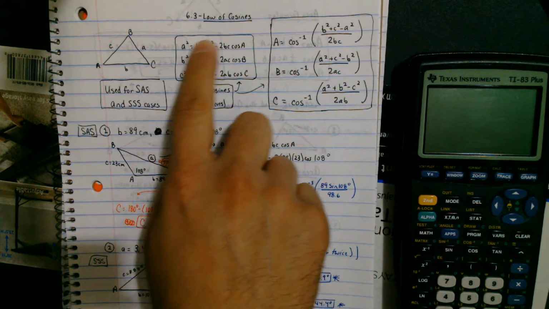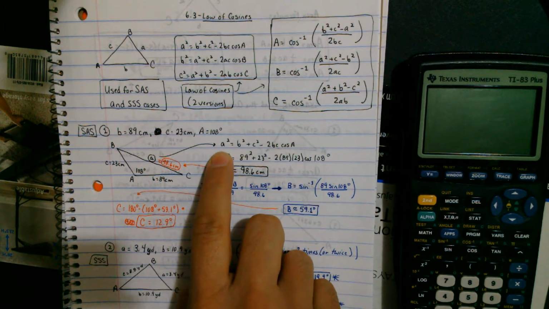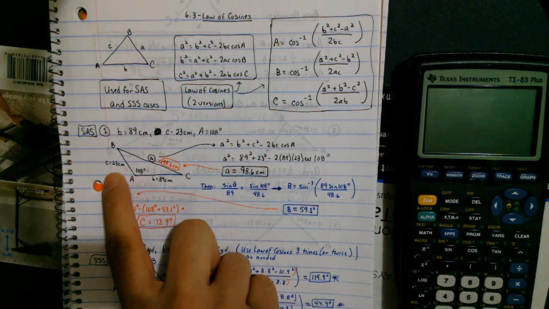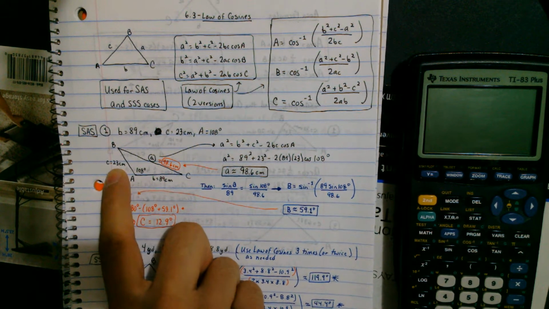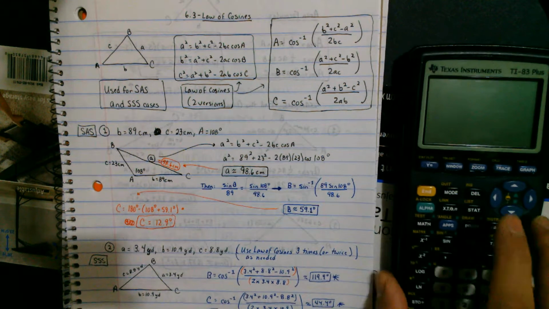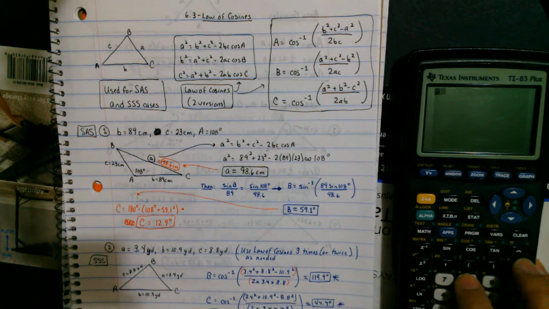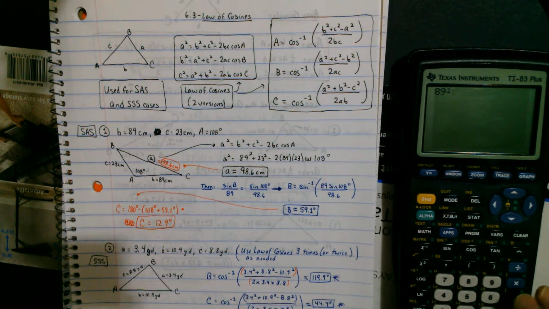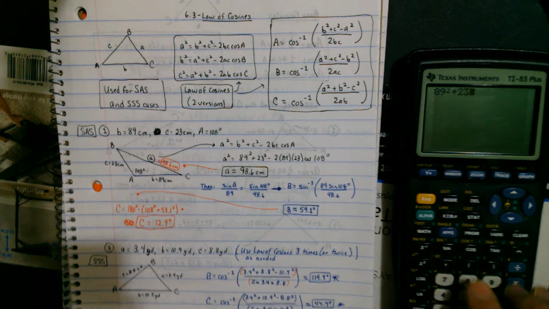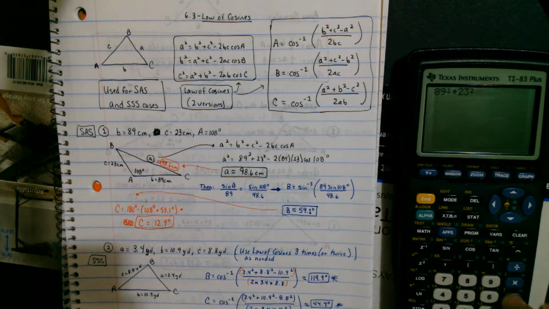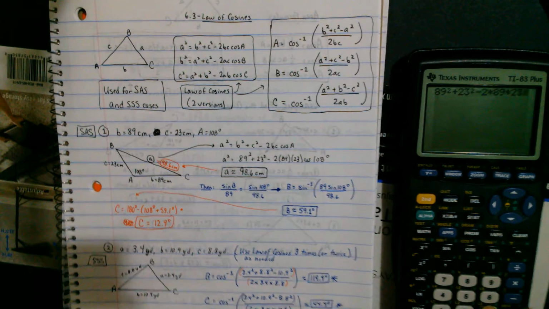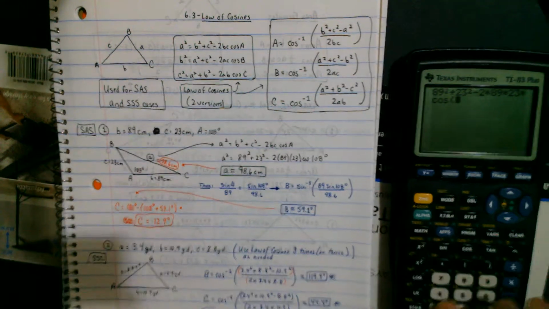So I'm going to use a formula for A here. A squared equals B squared plus C squared minus 2BC cosine A. I have my little b, 89, my little c, 23. So I plug them in, and then my angle A is 108. So, many ways you can do this. I'm going to go ahead and just do 89 squared plus 23 squared minus 2 times 89 times 23 times cosine of 108.